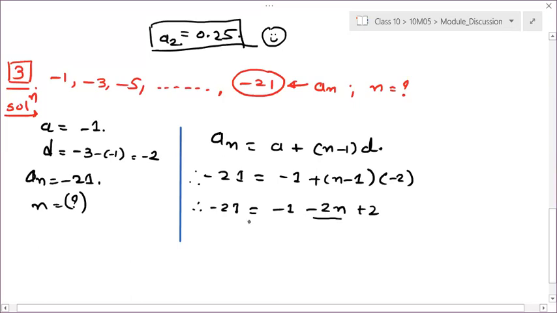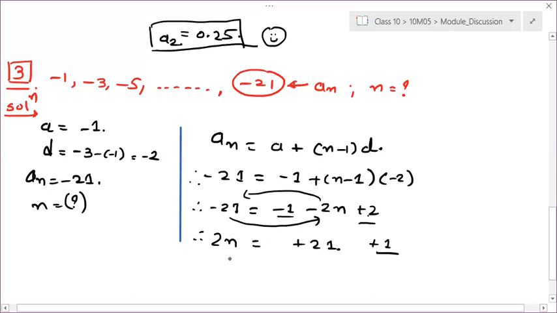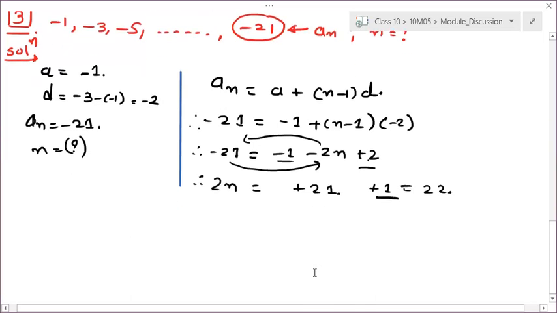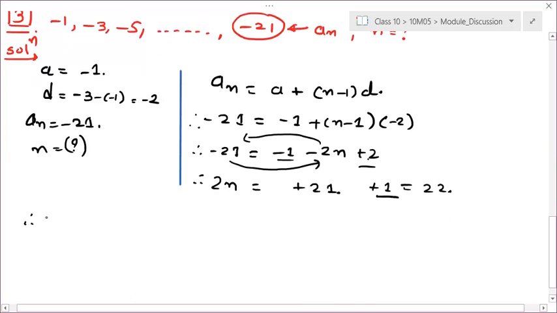What is our aim? We need to find only n. So first -2n will come to this side. It will become plus 2n. So here +2 -1, their combination will give me +1. This -21 will come to this side. It will become +21. So 2n is equal to 21 plus 1, that is 22. Now if 2n is equal to 22, how can you find n? Tell me. Therefore 2n is equal to 22 implies n is equal to 22 by 2, which is equal to 11. It implies n is equal to 11.